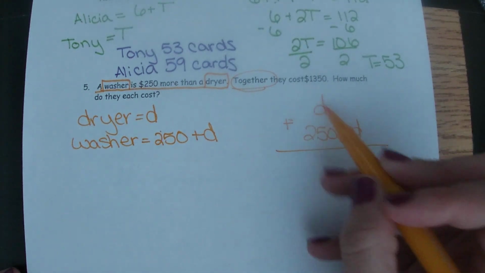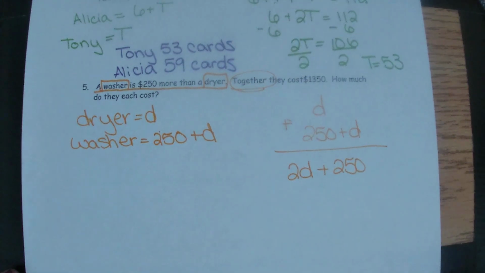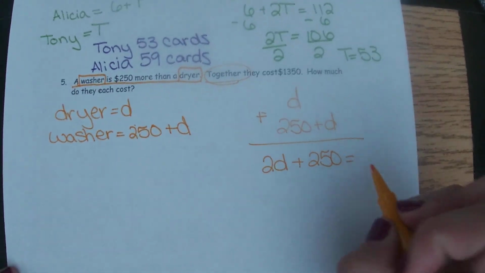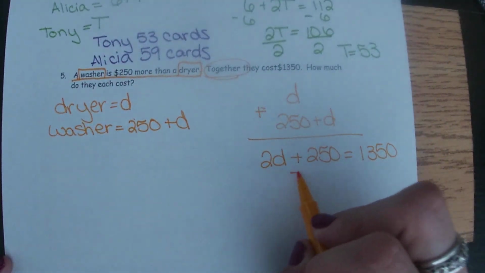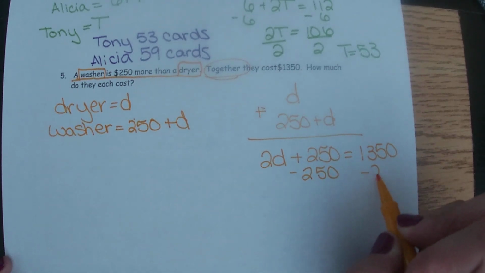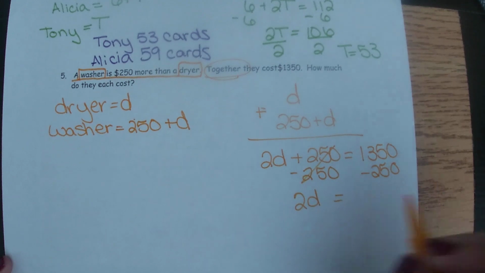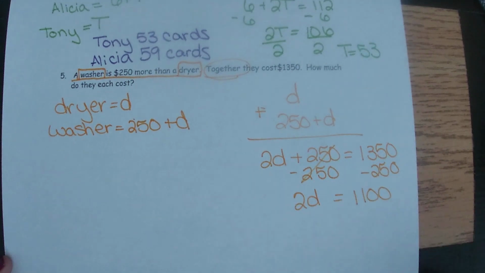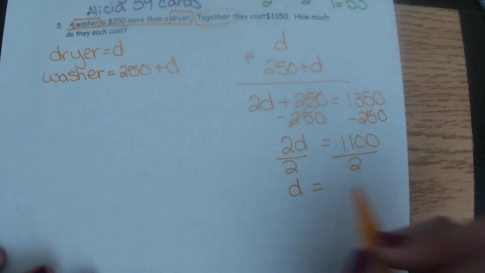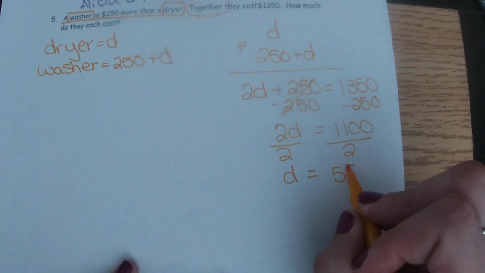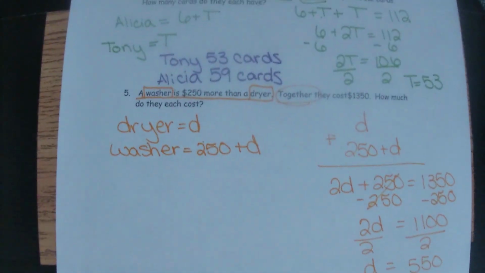Okay, so I have a D and a D, so that's 2 Ds plus 250. And that needs to equal my total of 1,350. This is something we can then solve. Right, the solving shouldn't be a problem. 1,100. $550. Okay, but we're not done because we have to know which one goes to each.